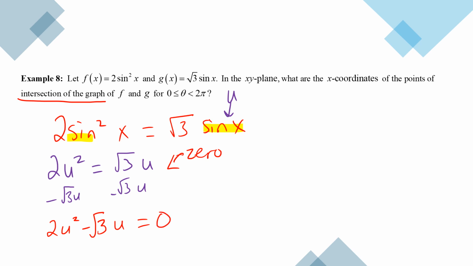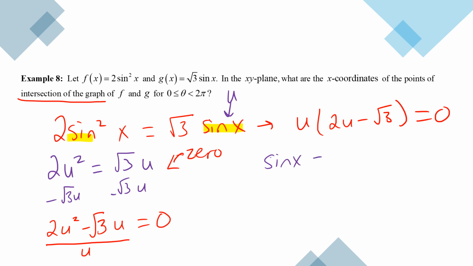Again, you're just taking out the GCF, and our GCF is u. So now we're left with u times 2u minus the square root of 3 equals 0. Once you have your factors, you can substitute back in and just solve. So u is a factor, which means sine x equals 0 is the first one. And the next one, 2 sine x minus square root of 3 equals 0.